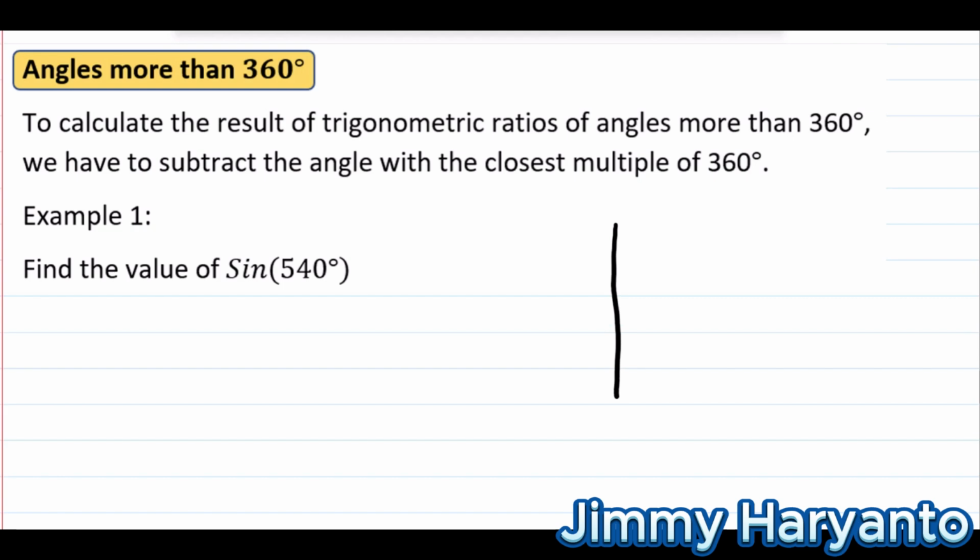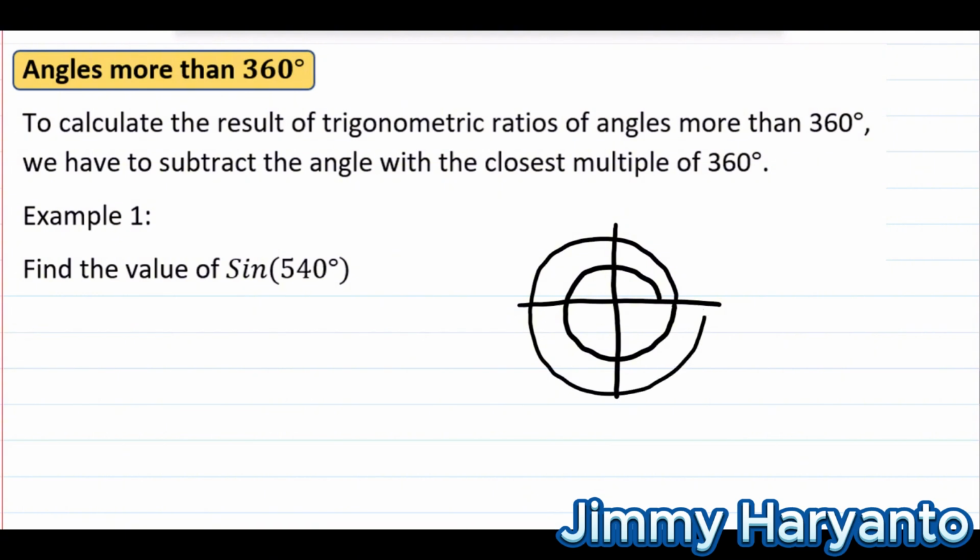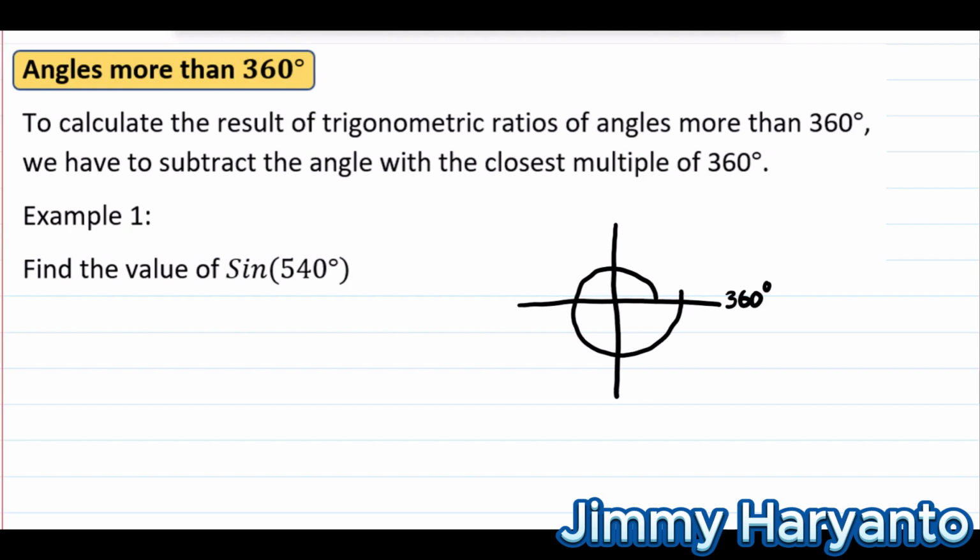What is the meaning of an angle more than 360 degrees? That means the angle has already rotated one rotation or maybe more, 2 rotations, 3 rotations. For one rotation, the angle will be greater than 360 degrees, because one rotation is 360 degrees. For 2 rotations, the angle will be more than 720 degrees.